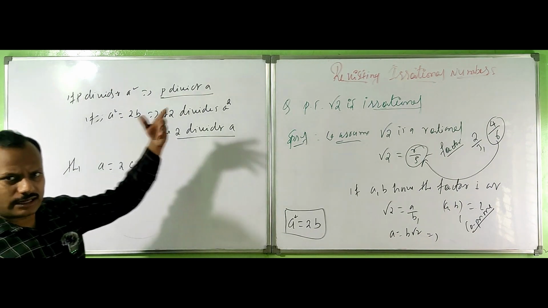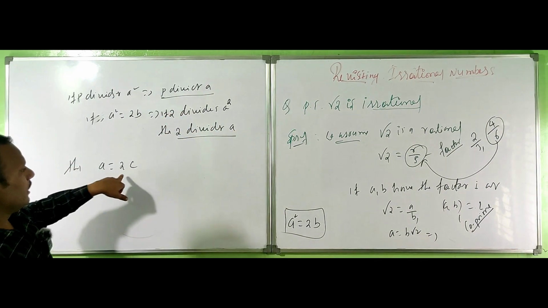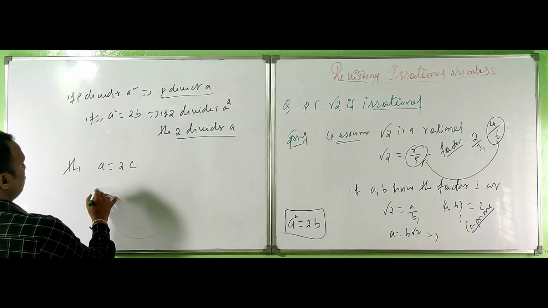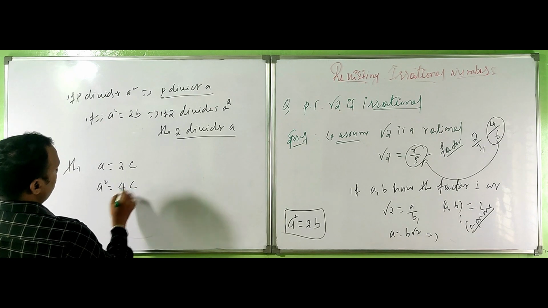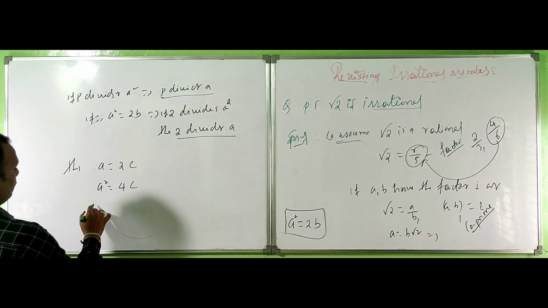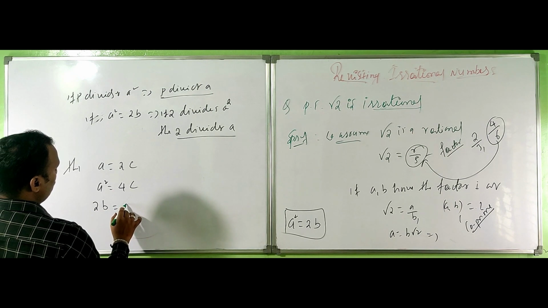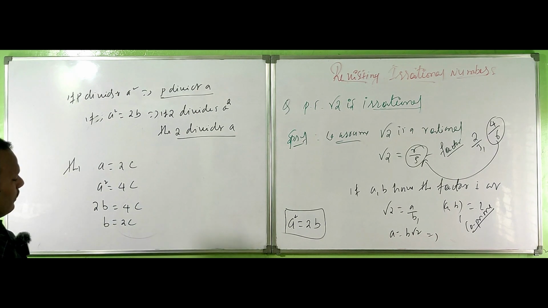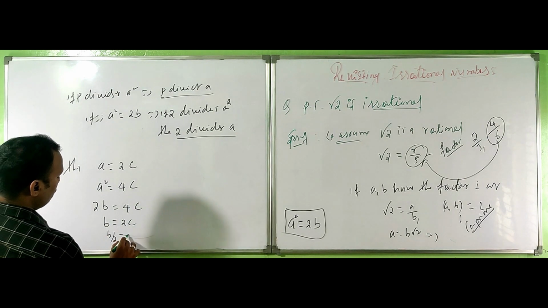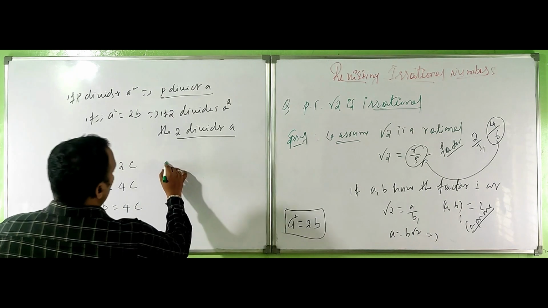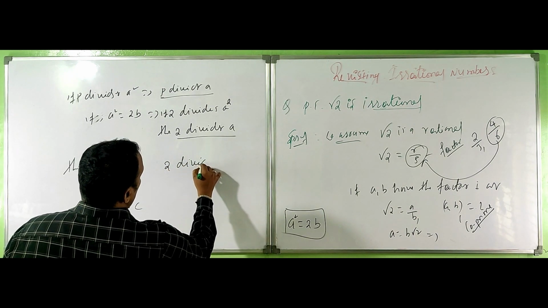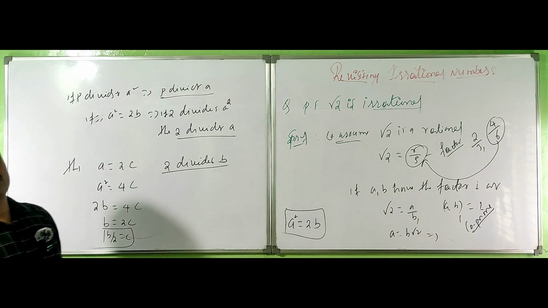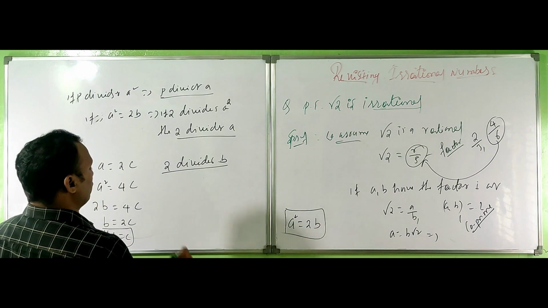Multiples of A, not only B, you can write any number. If 2 divides A, you can write any random number, C. Okay. Then squaring on both sides, A square is equal to 4C square. What is the value of B? A square is 2B square, so 2B square is equal to 4C square. Again, B square is equal to 2C square. Again, 2 divides B. Therefore, A and B have the common factor 2.